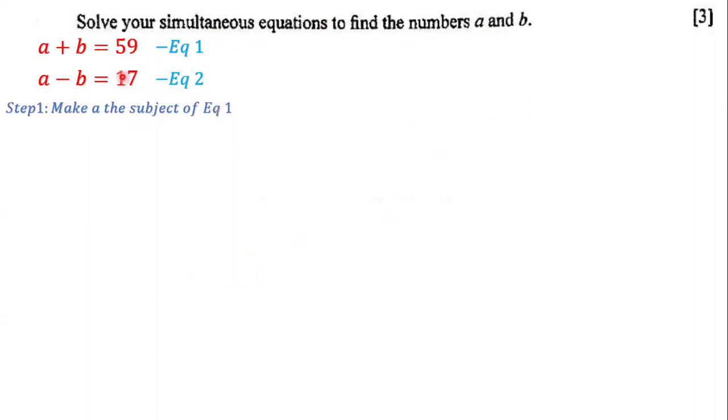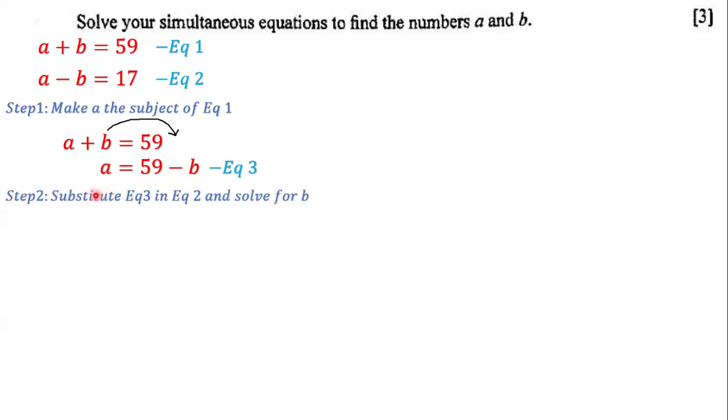All right, so what does that mean? That means that we wanna put A on one side and everything else is gonna be on the other side. And so we have B, we're gonna send that over the equal sign. So we have A is equal to 59 minus B. So that means that A is the subject of this equation. The next thing that we're gonna do is label this as equation 3. So we have A is equal to 59 minus B, and that is equation 3.